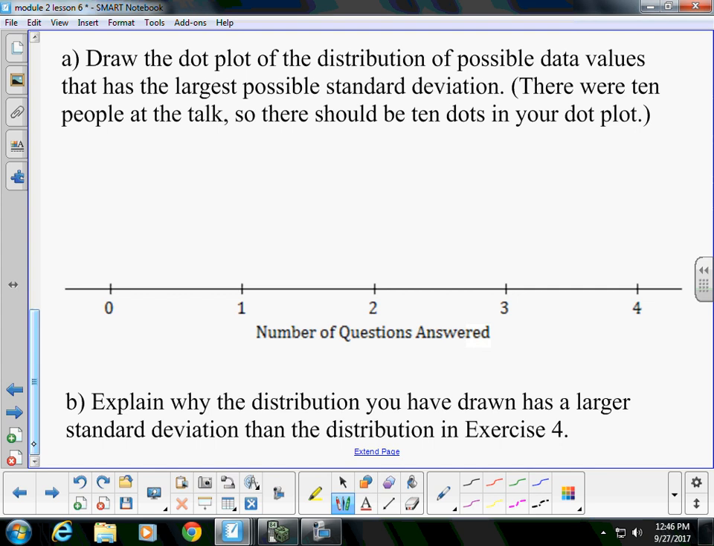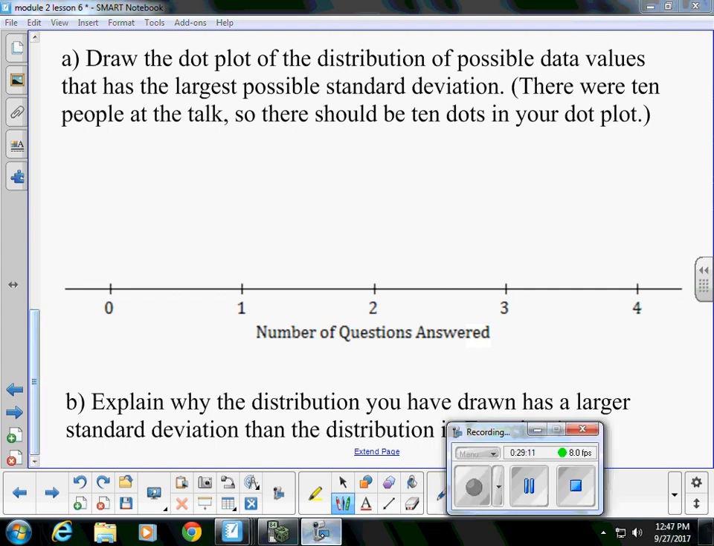Okay, and that's it for today's lesson. Make sure you check the answer out for that one. I showed you the smallest. You think about what would be the largest possible standard deviation.